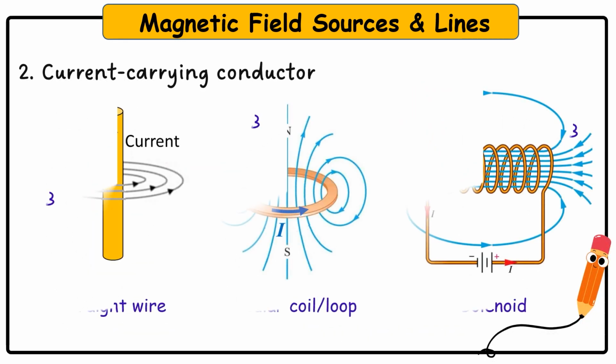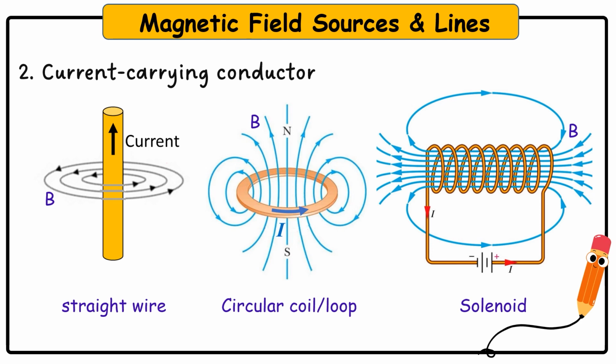The second source of magnetic field is the current-carrying conductor. There are three types of current-carrying conductor, which are straight wire, circular coil, and solenoid. When current flows in each conductor, it will produce a magnetic field around it as shown in the diagram here.